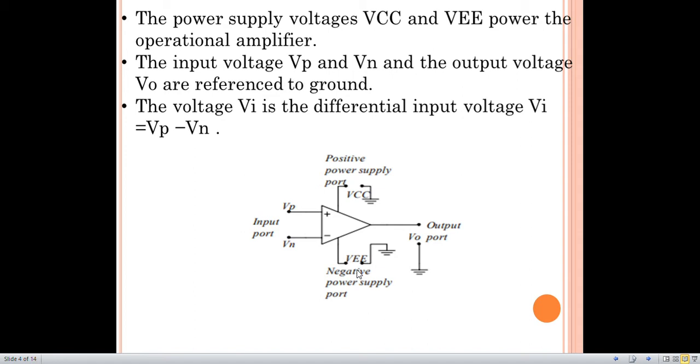Since there are two input ports, inverting and non-inverting, we have two input voltages which are denoted by VP and VN. And the output port, this is the output port. Here we get the output voltage which is denoted by V0. The input voltage Vi will be the difference between the voltage of two input ports. That means Vi will be Vp minus Vn.